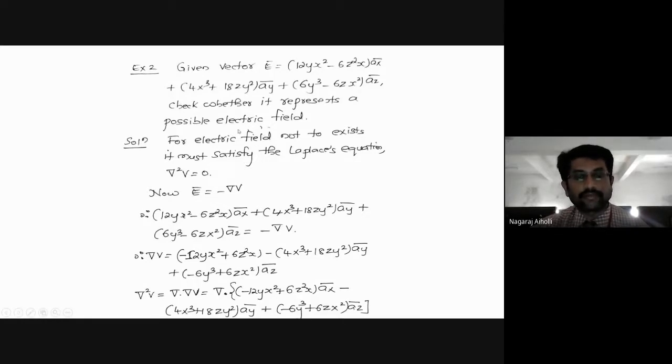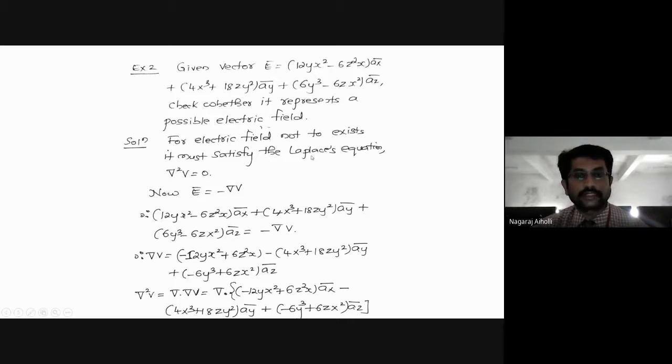If the electric field does not exist, for example for insulators, it consists of bound charges. There are no free charges. For insulators, what will happen? Rho v is 0, that is charge density is 0, and hence del square V will be equal to 0. Therefore, we say that if it is a dielectric, then del square V is equal to 0 or rho v equal to 0, electric field does not exist.